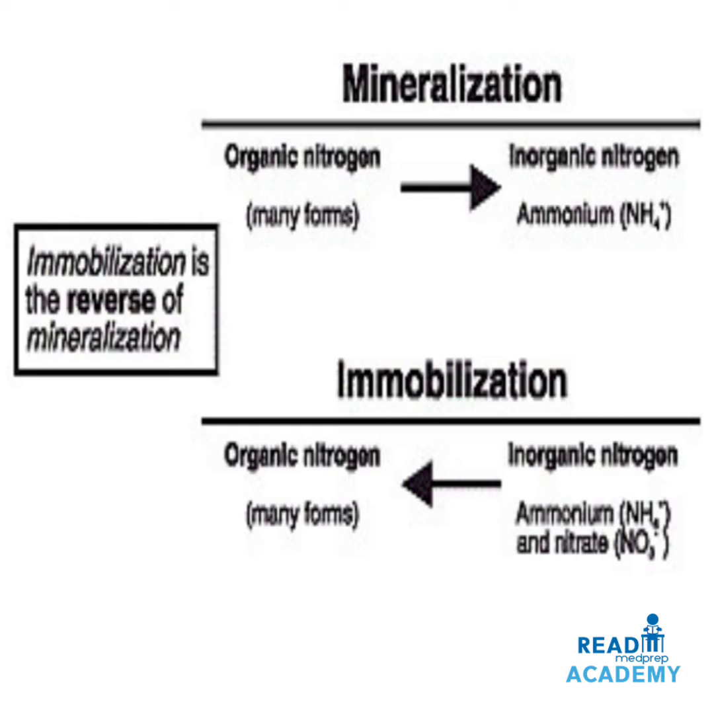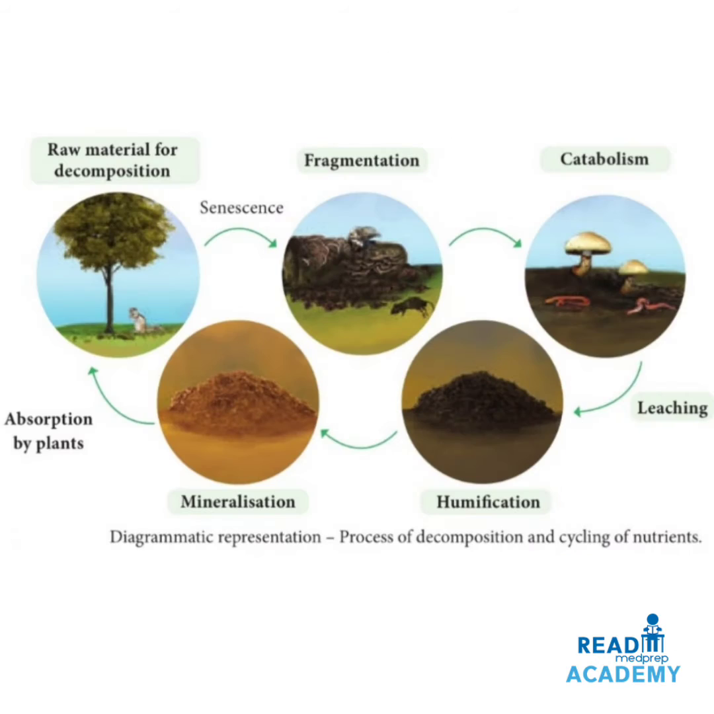What is the difference between immobilization and mineralization? In mineralization, the organic nitrogen, which occurs in many forms, is broken down into inorganic nitrogen like the ammonium ions. Whereas in immobilization, the inorganic nitrogen in the form of ammonium ions and nitrates is again converted back to organic nitrogen of many forms. To sum up, in the diagrammatic representation of the process of decomposition and cycling of nutrients, initially the raw material for decomposition is got from the detritus.